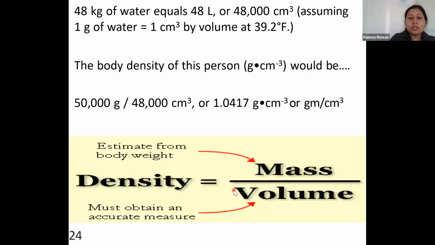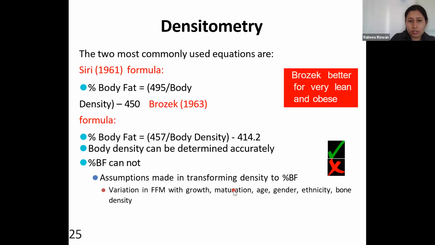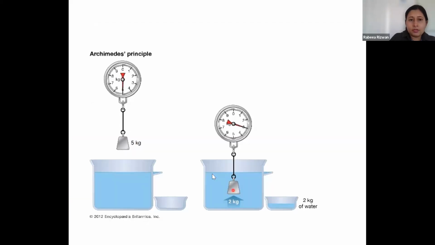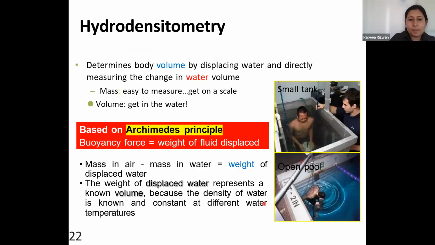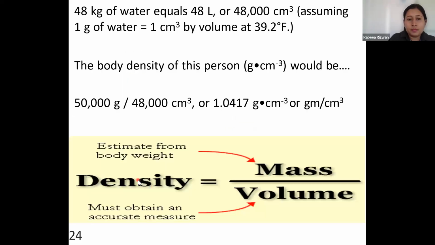Now, put the equation in and evaluate. What is the equation? The air weight minus the water weight. See here: mass in air minus mass in water equals the weight of displaced water. Here is another equation that is related to density.